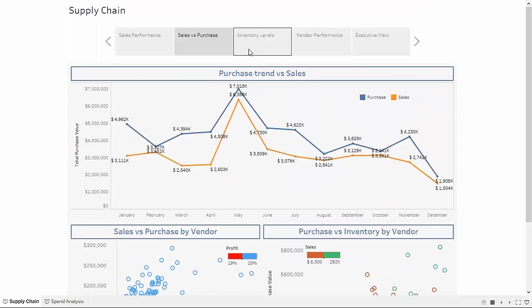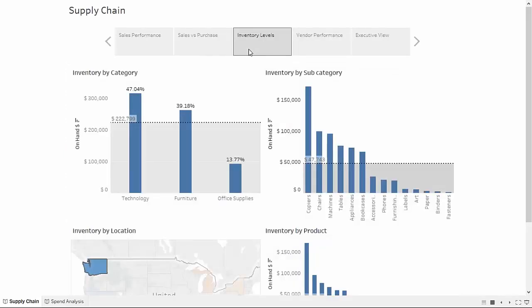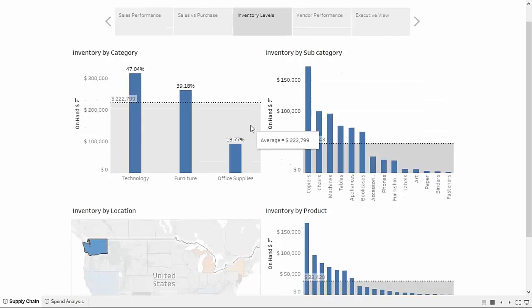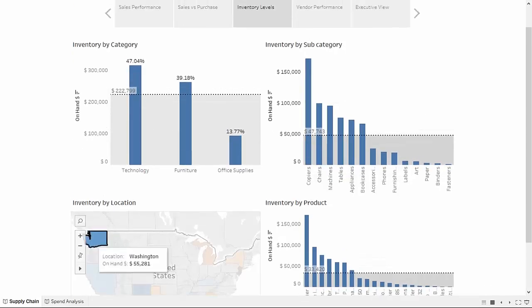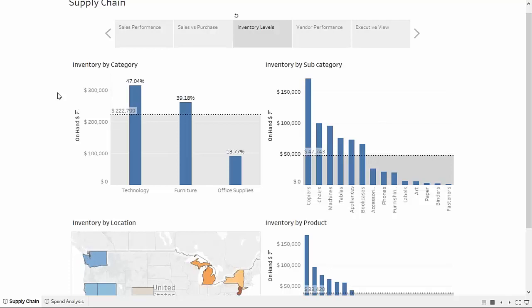Let's move on to the next level, which is the inventory side of supply chain. Very important factor. On a day-to-day basis, you would want to track your inventory levels. You do not want to stock more than what you need, and you do not want to stock less. We have a few visualizations over here which tell you what has been the inventory at various categories. The first chart that you see on your screen tells you the percentage of total inventory that you have by category, and whether it is above average or not.